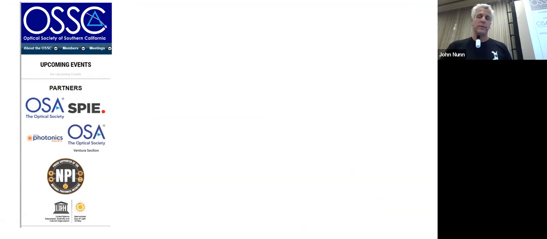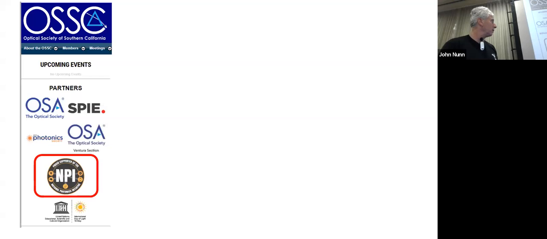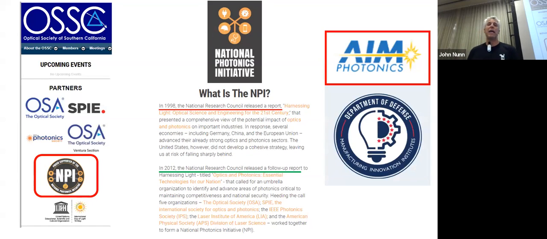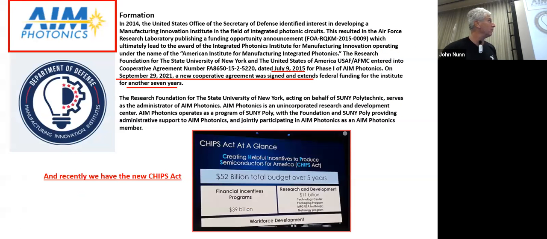On our website, the OSSC.org, we have this NPI. We were involved in the National Photonics Initiative, and that was back in 2012. They started this many years before that, and then finally got it going as an initiative funded by the federal government. From that, they developed AIM Photonics, mostly from the Department of Defense, for manufacturing photonics chips and other types of photonic devices. And it says here that AIM Photonics is still going strong. It's based mostly out of Rochester, New York, but they also have a Western hub in Santa Barbara.